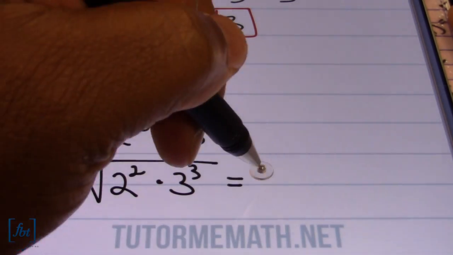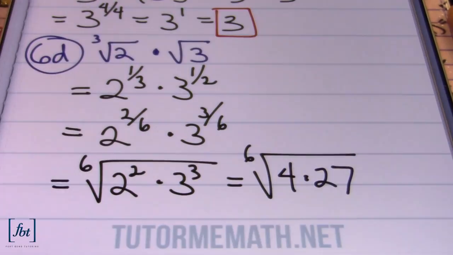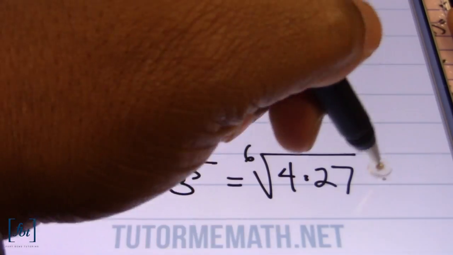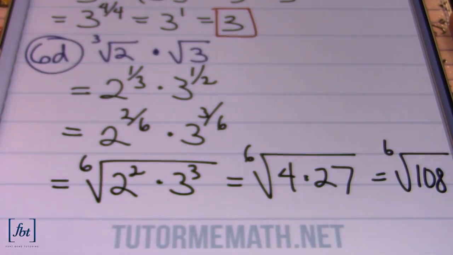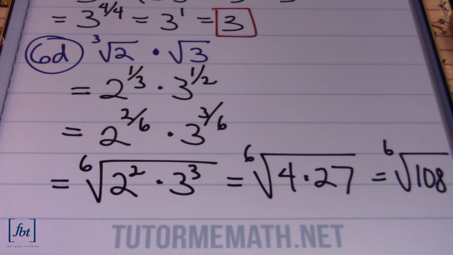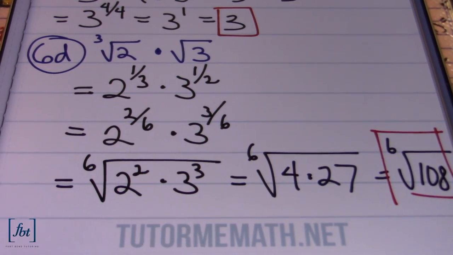Well, this gives us the 6th root of 4 times 27, well, multiplying that out, you'll end up with the 6th root of 108. That's the answer. There it is. That was 6D. Red boxing it. That was a good problem. I like that problem.